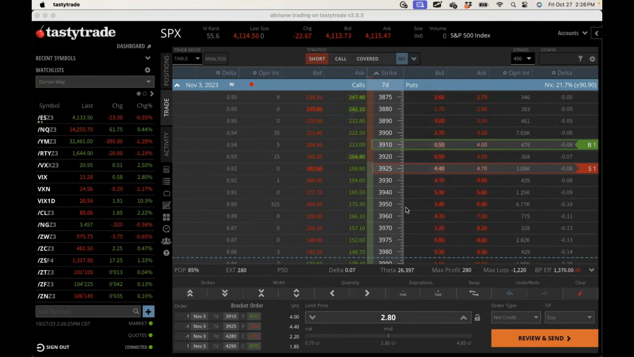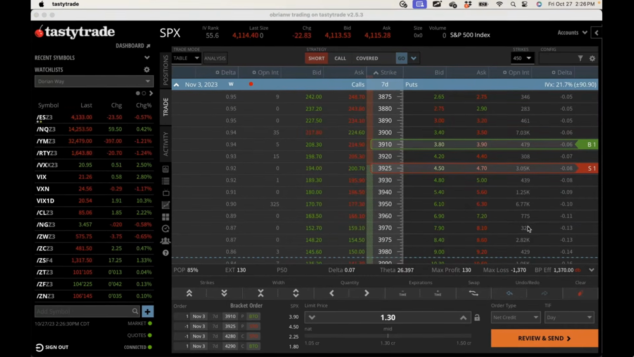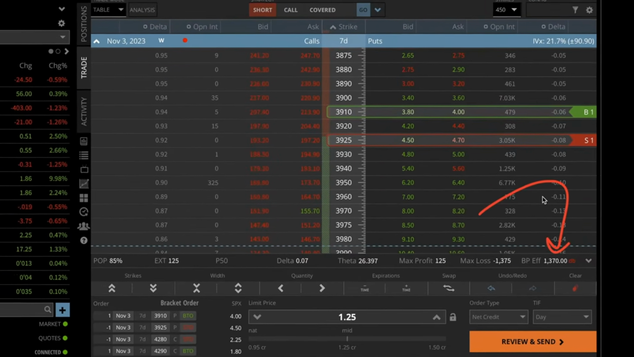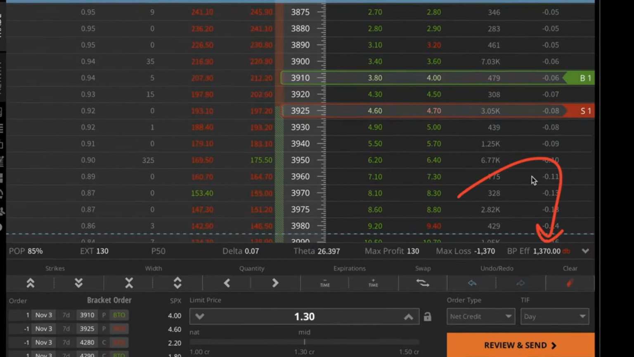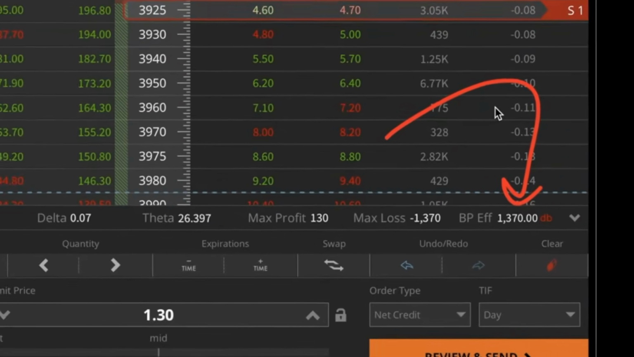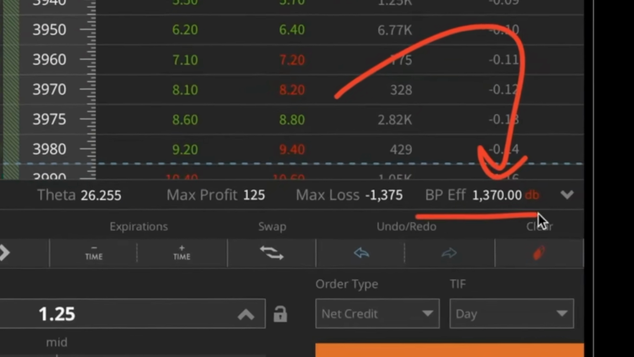But I double checked afterwards, and what gave me the indication that something was off? Well, this buying power shouldn't have been more than 1,000. It should actually be less than 1,000 if you include the premium, based on the max loss. You take the max loss minus the premium, that would be all. So that gave me a red flag immediately that something was wrong with the trade.